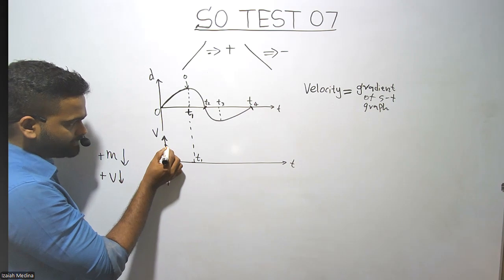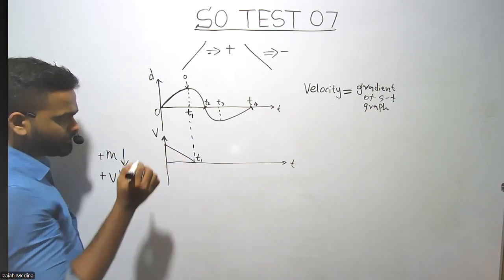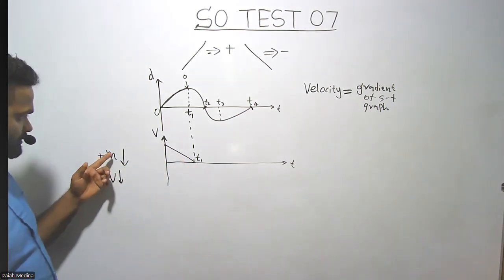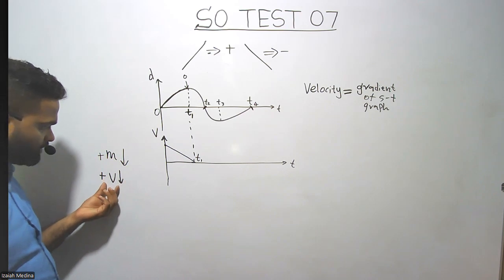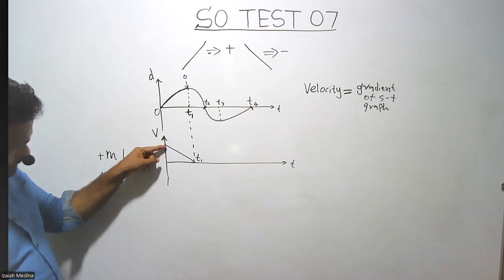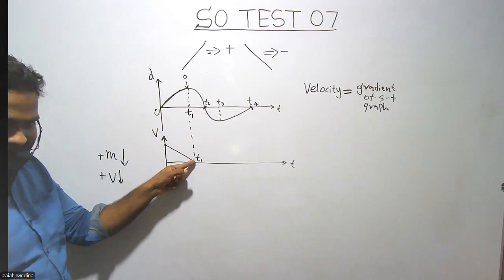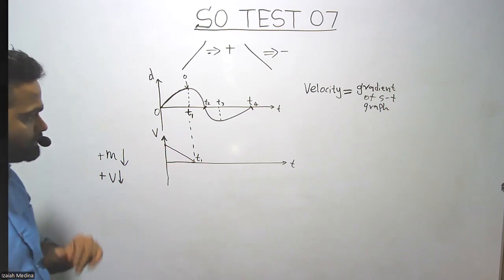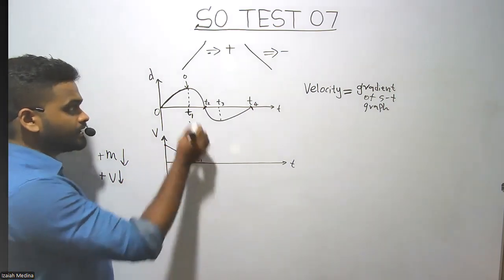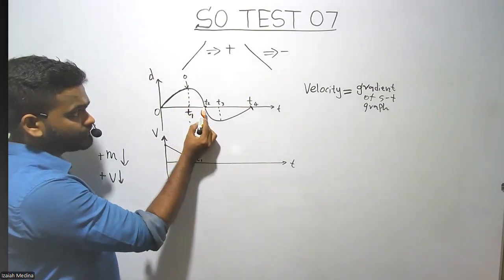Like this. See that? Positive gradient is decreasing, so positive velocity is decreasing. So the whole way from here to here, velocity is positive, but it is decreasing. That's it for that. Then we'll think about from here to here.